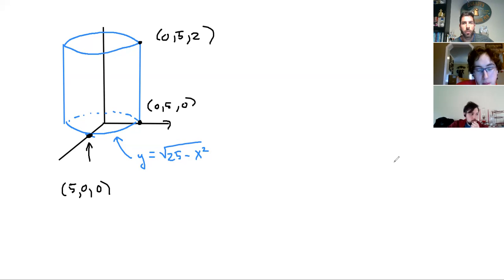Now, notice that we said y ranges from 0 to this curve. So are we interested in this whole cylinder? And the answer to this is no. So you have to be very careful. Note we said y. Where does y range? Well, y ranges between 0 and this curve. So I'm only interested in the portion of this cylinder that's in the positive y portion.